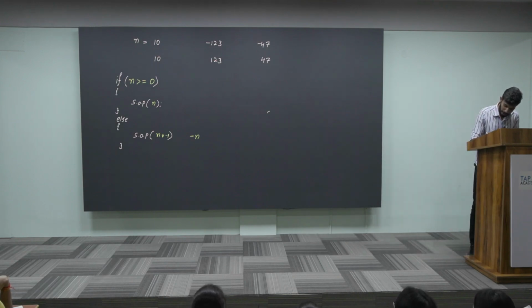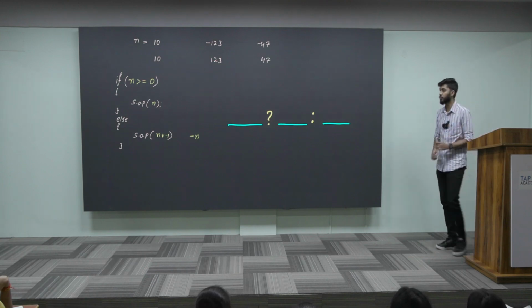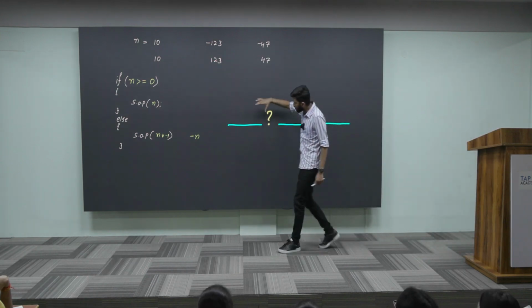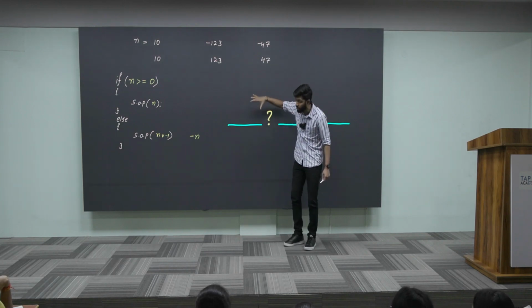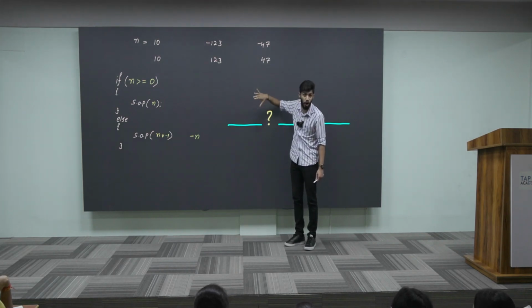So the ternary operator can be written like this. 1 question mark and 1 colon. So one operand will come over here, one operand will come over here, one operand will come over here. Now whatever operand comes over here, it should always be a Boolean value. What do I mean by this? It should always be either true or false.